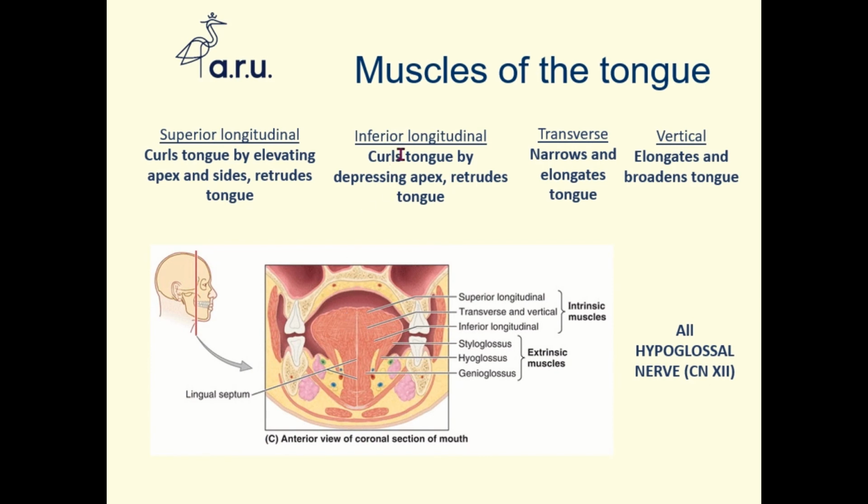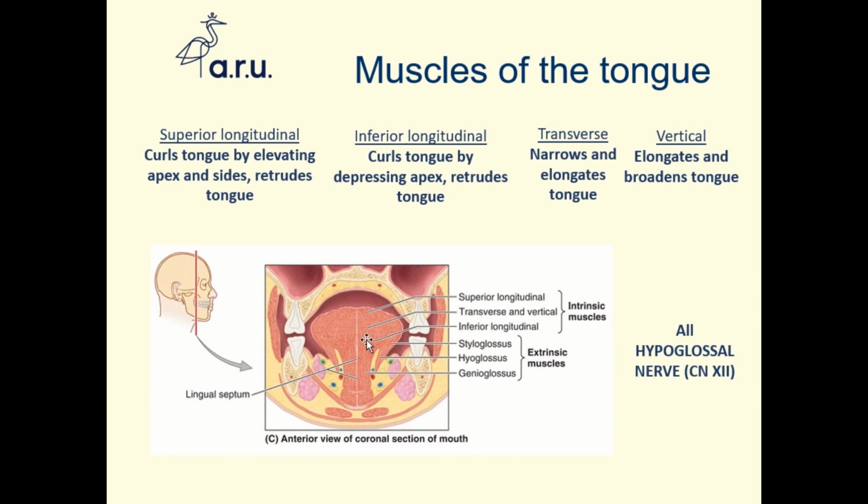So then we've got the inferior longitudinal muscle, which is this lower portion of the tongue musculature, just above the extrinsic muscles, which is the genioglossus shown over here. The inferior longitudinal curls the tongue by depressing the apex, and it retrudes the tongue as well. The transverse and the vertical muscles, intrinsic muscles of the tongue, are going to be situated here in between the superior and the inferior longitudinal muscles.